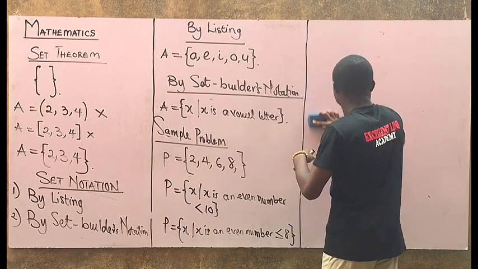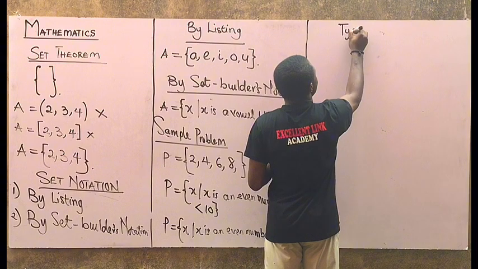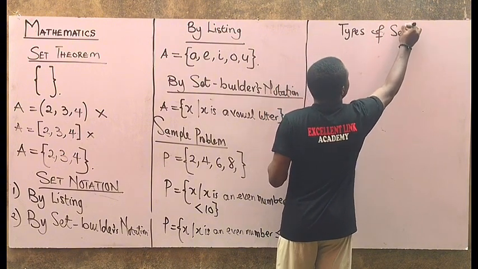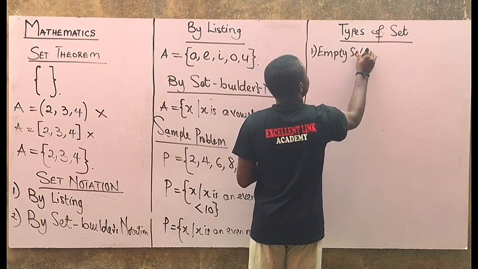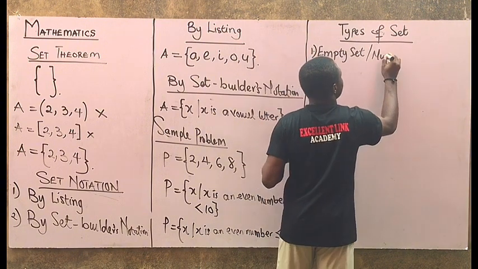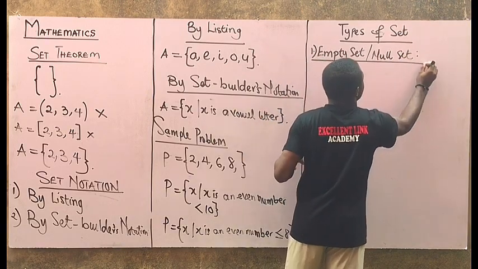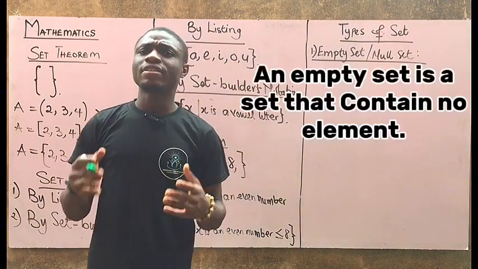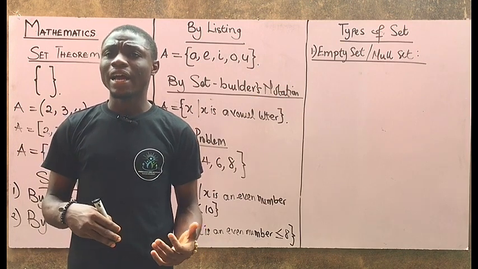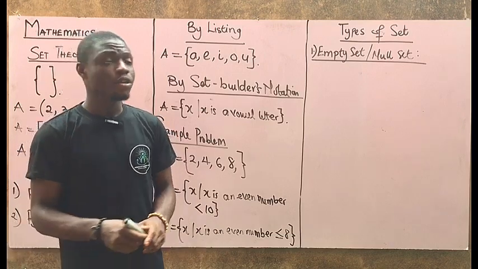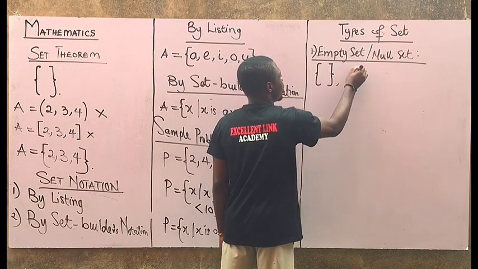Let me discuss the types of set that we have. Number one, we have the empty set, or null set. We call it empty set or null set. What is an empty set? An empty set is simply a set that contains no elements. It is represented by empty curly brackets or I'll use this symbol here, phi.